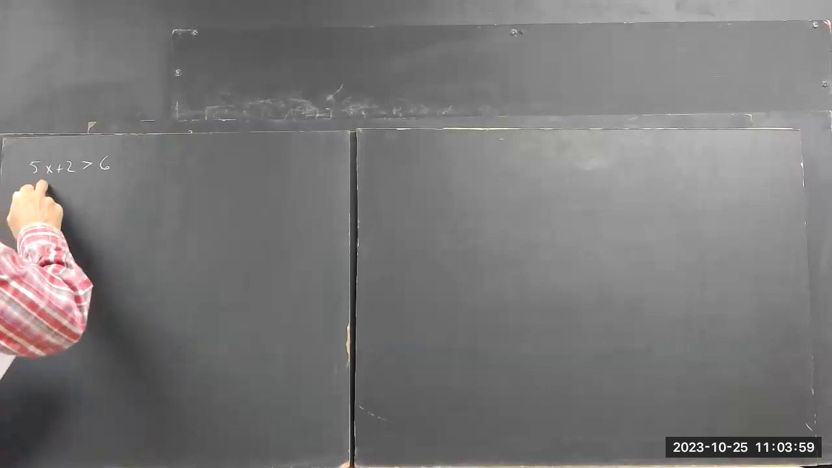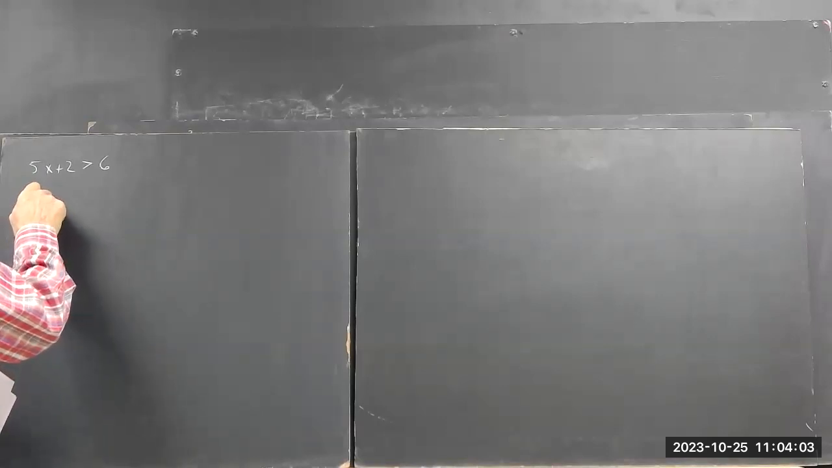Okay, so let's say we have an inequality: 5x + 2 > 6. Now, how do we solve this inequality? Well, we want to isolate x on this side and so forth.